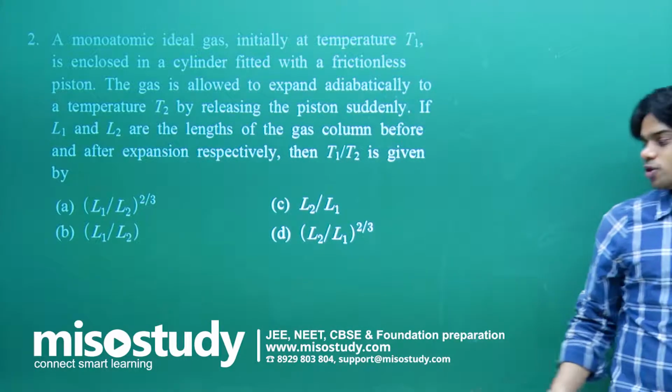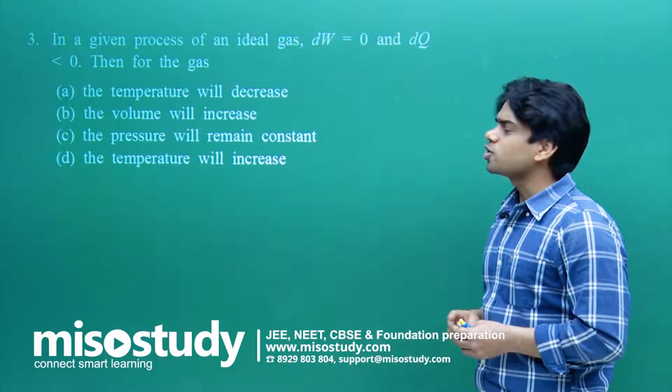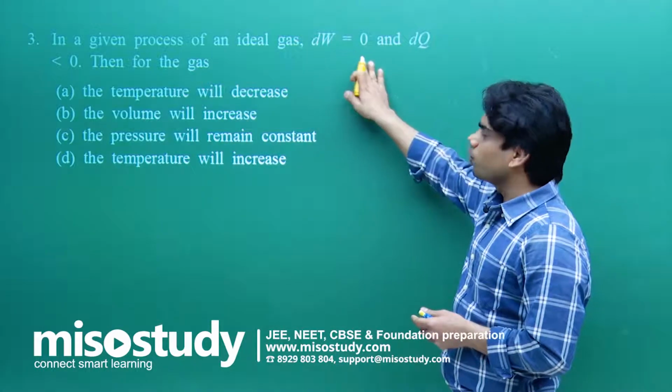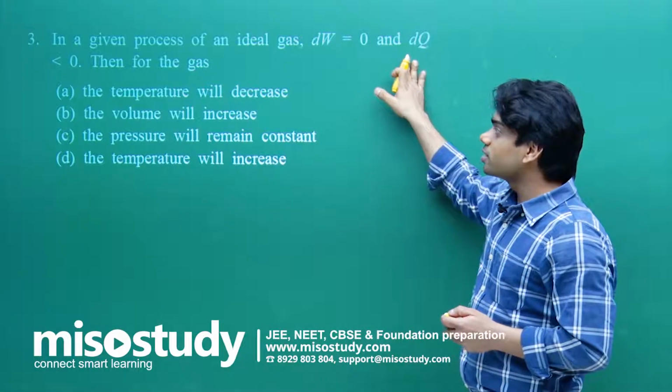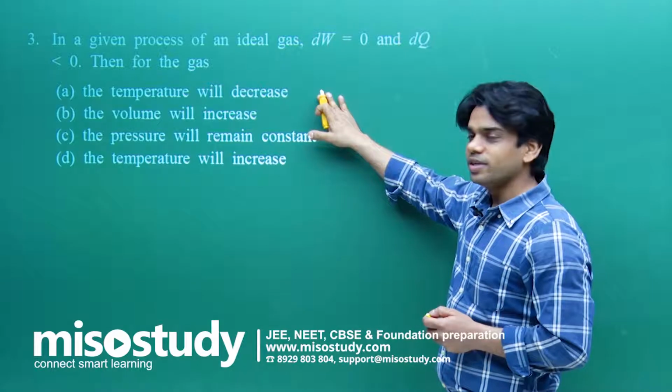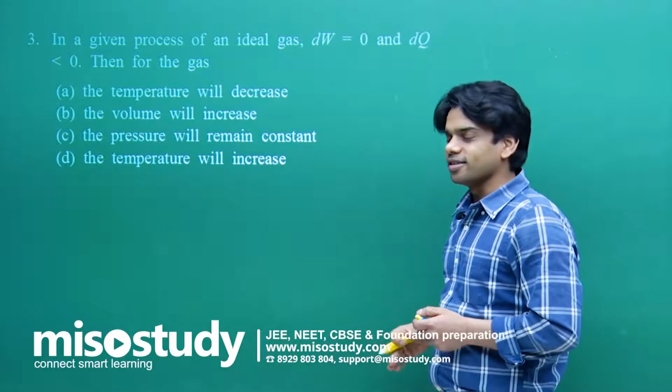Let's go to the next question of the class, question number 3. In a given process of an ideal gas, dW equals 0, that is work done is 0, and dQ is less than 0, then for the gas the temperature will decrease, the volume will increase, the pressure will remain constant, or the temperature will increase.